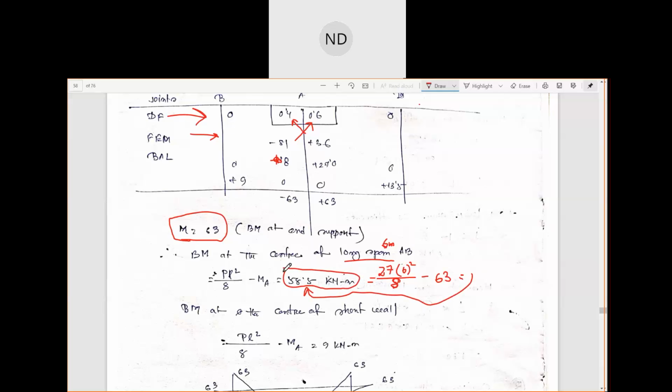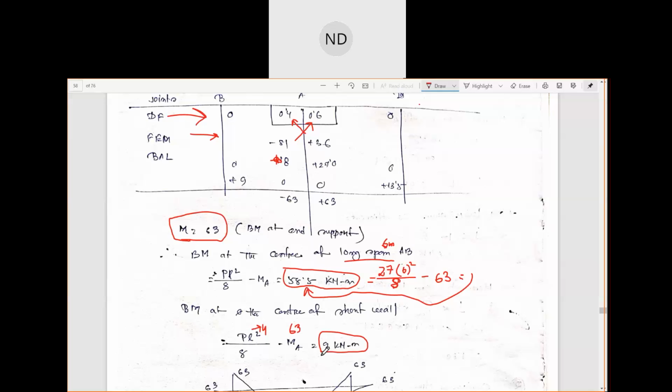The bending moment at the center of the longer span is 58.5 kilonewton meter. Similarly, we have to calculate the bending moment at the center of the short span, again given by WL square by 8 minus MA. Now for the shorter span, L is going to be 4, so 27 into 4 square by 8, and the end support moment is 63. After placing the values, we get the bending moment at the center of the short span to be 9 kilonewton meter. So we have got the bending moments at the center of the long and short spans.